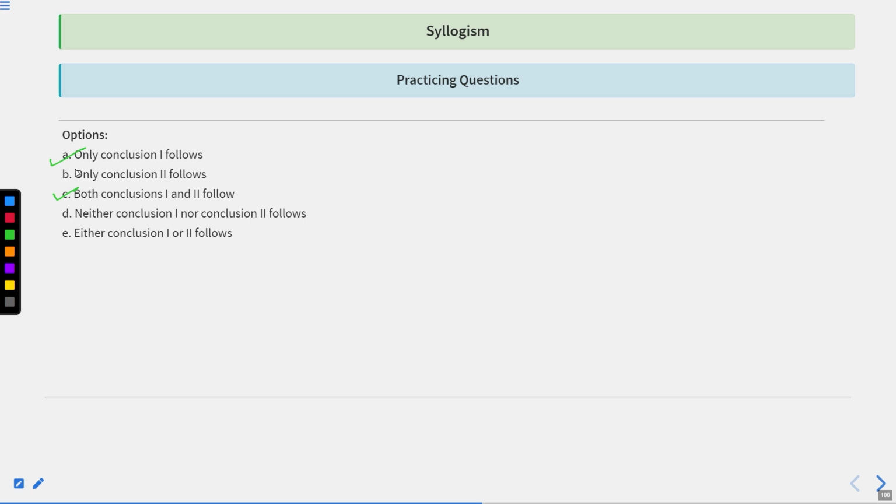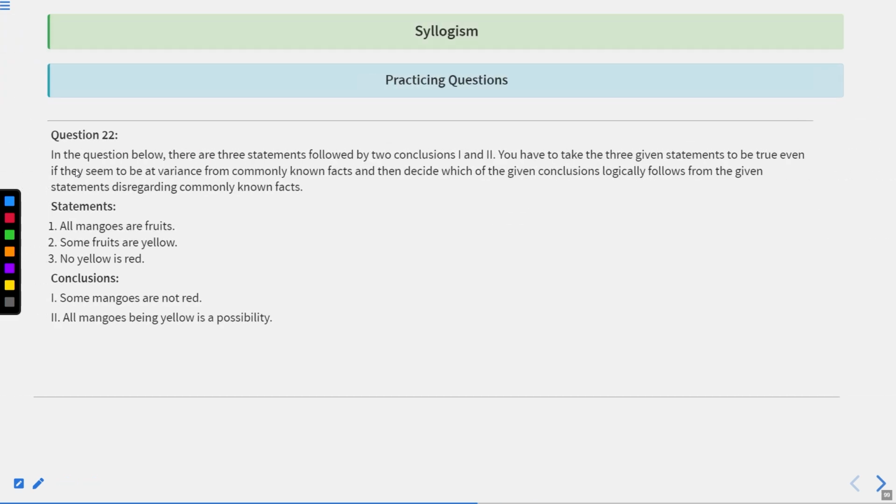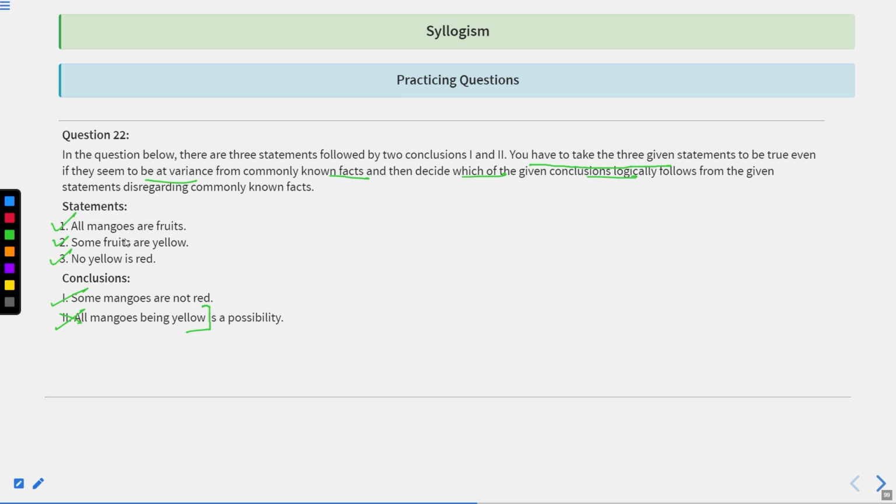Sometimes when you solve syllogism, there are chances that instead of one answer, you will get two answers. This is not something where you can say it is not possible. It is actually possible. The reason being, certain times the statements provided infer an entirely different setup. That is why it is important to understand that certain times conclusions may or may not be true. Here, what we see is that all mangoes being yellow is a possibility.